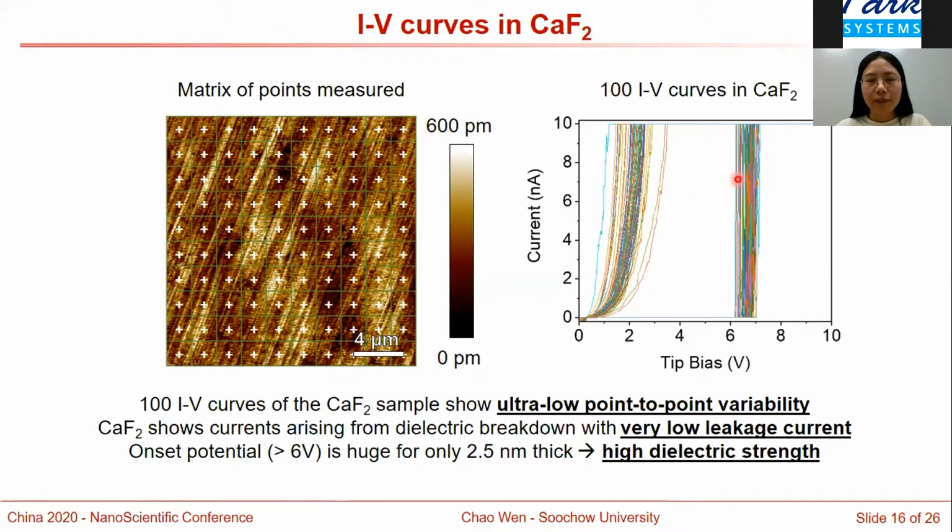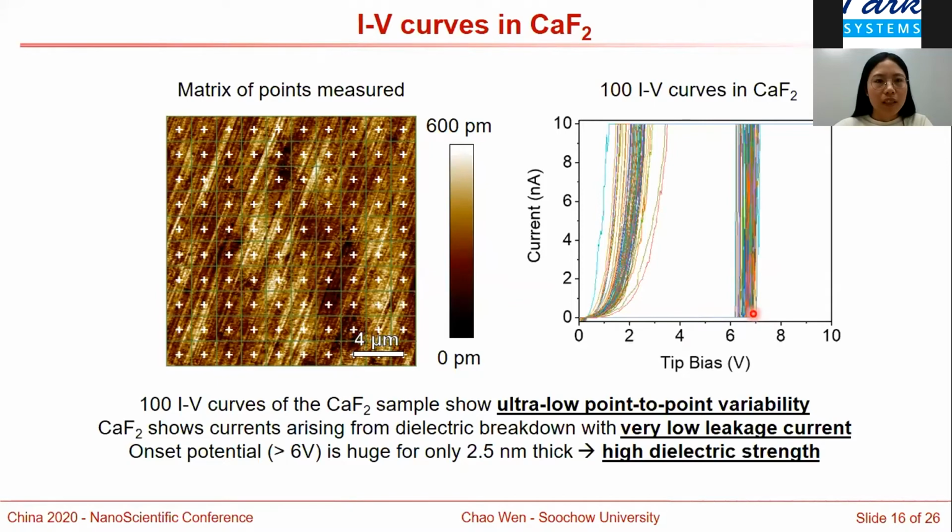And it is very interesting that these 100 IV curves show very low variability from one position to another. Also, these IV curves show that the current rises abruptly with very low leakage current. And our calcium fluoride only has a thickness of 2.5 nanometers, but it has a large onset potential of larger than 60 volts, which means that our calcium fluoride stack is of high dielectric strength.